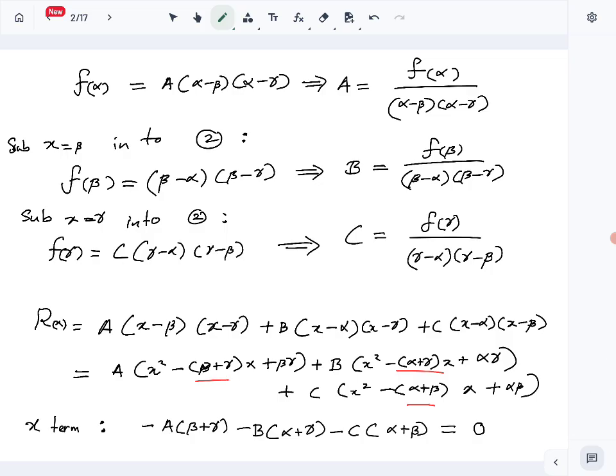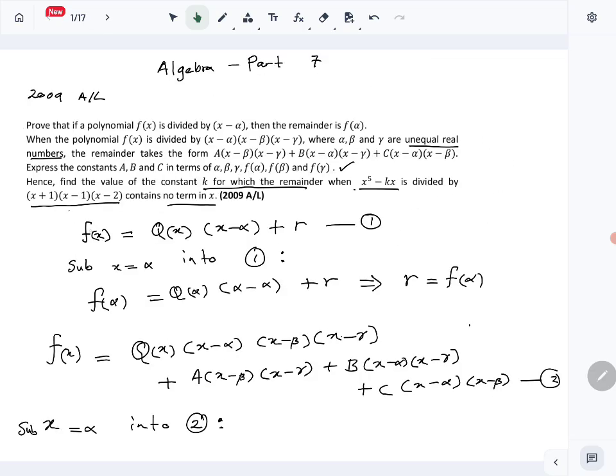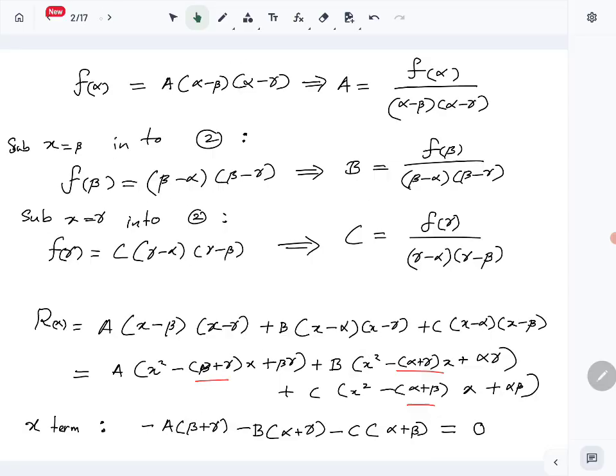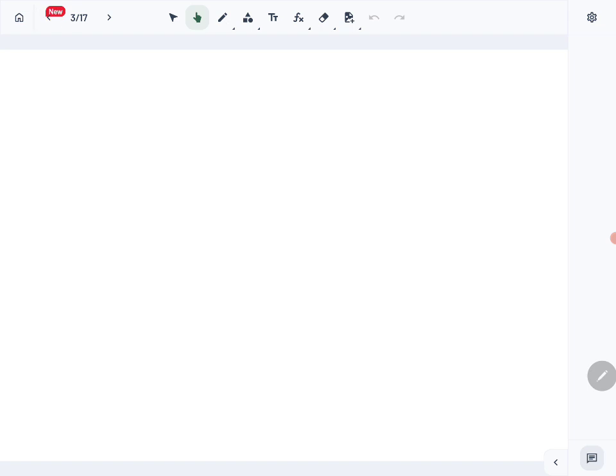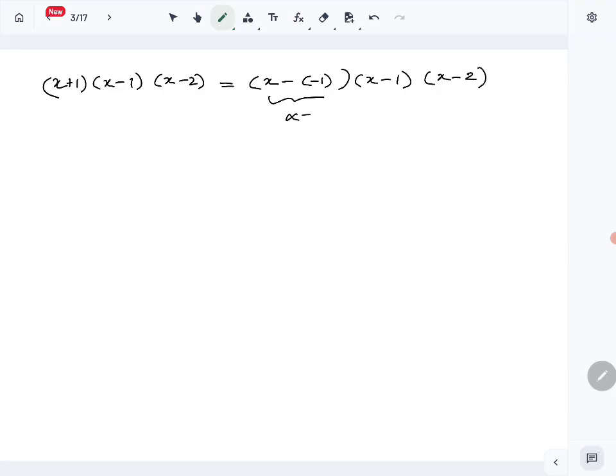Okay, so we know that, and we have a, b, and c. A, b, and c are these. And now for the given divisor, let's figure out what alpha, beta, gamma are going to be. So we have x plus 1, x minus 1, x minus 2. So we'll write it in the correct form so that we can quickly identify alpha, beta, gamma. So from this one, alpha is minus 1. From this one, beta is 1. From this one, gamma is 2. Right.